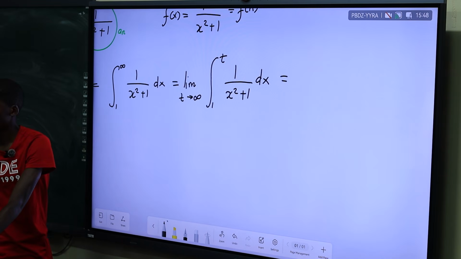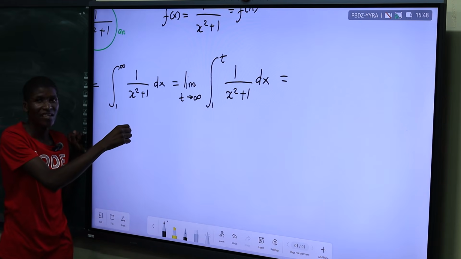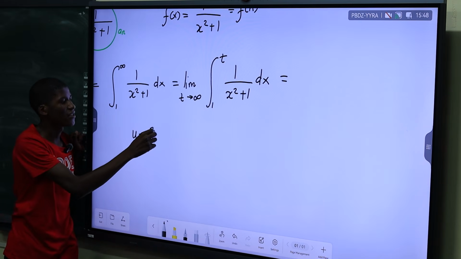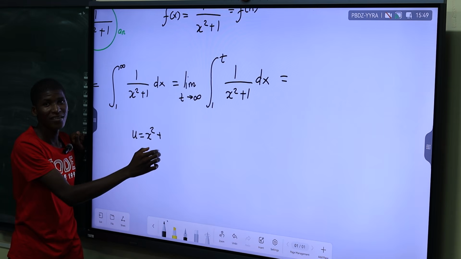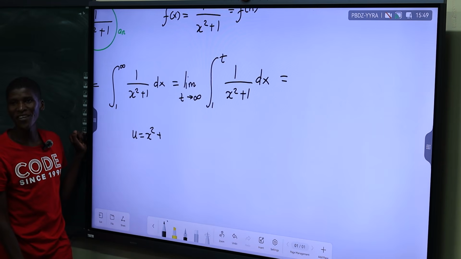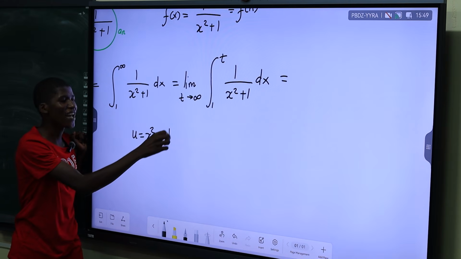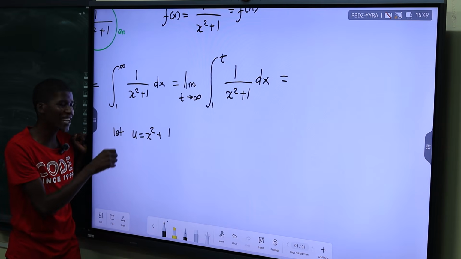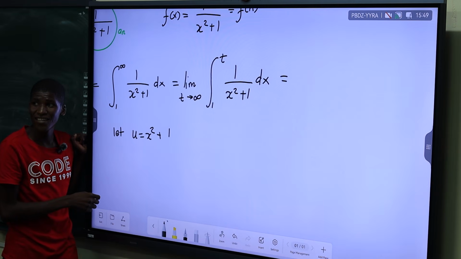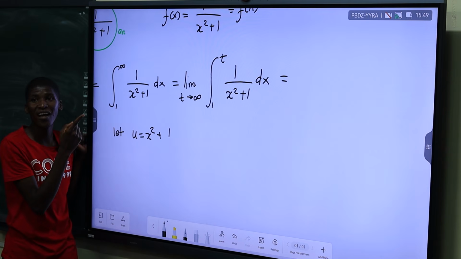What else can we do? Keep negative 1. U substitution. You are right when you said u substitution. We use x squared plus 1. Alright? And then let u be this, right? And then substitute to u.